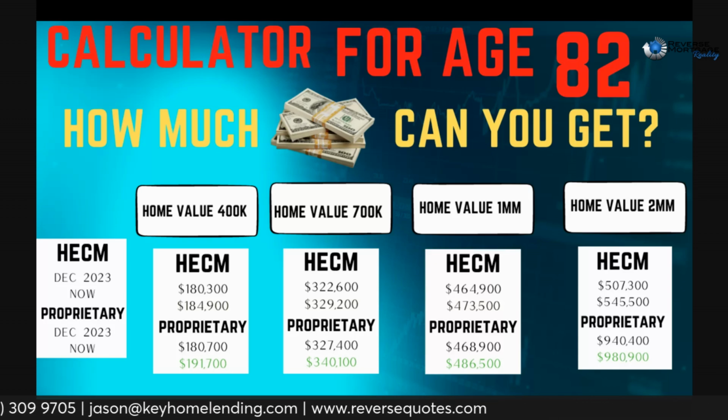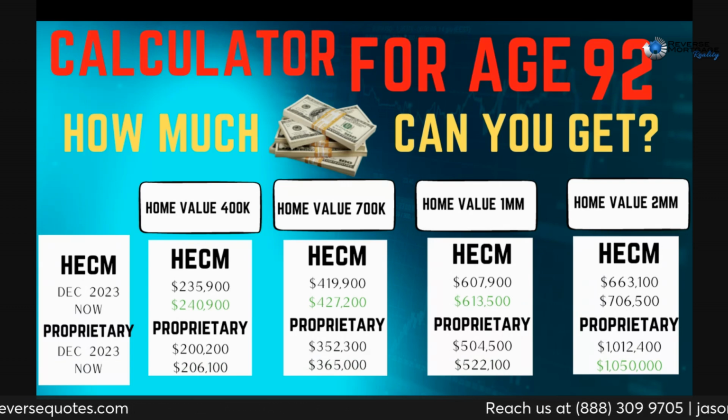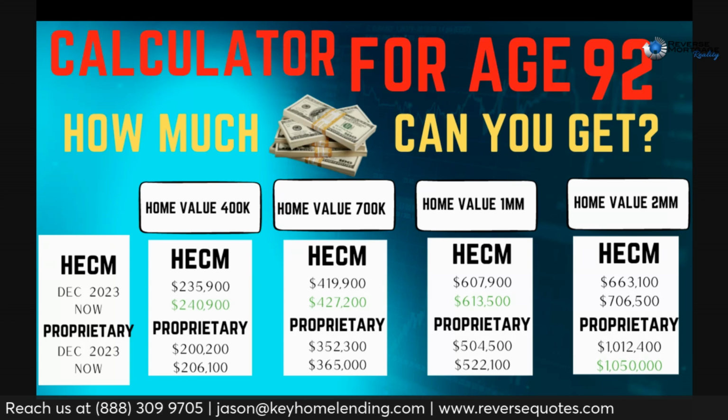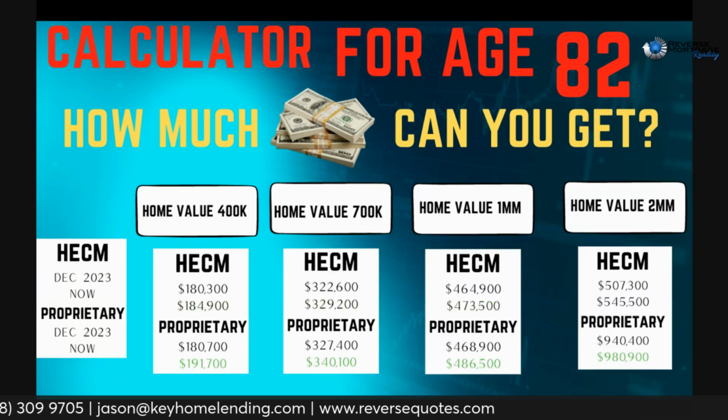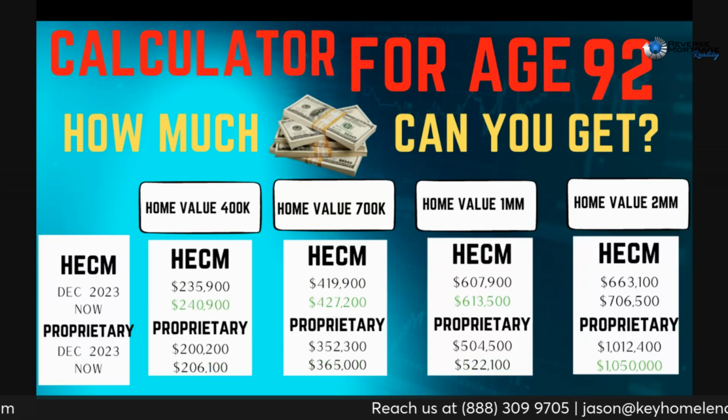Now what happens when you turn 92? Your loan size grows, but look at this for the proprietary. 206, 365, 522, and $1,050,000. So finally we're up on the million, but look at what it was before. 980, 486, 340, 191. There's a very slight growth in the proprietary versus the HECM growth.